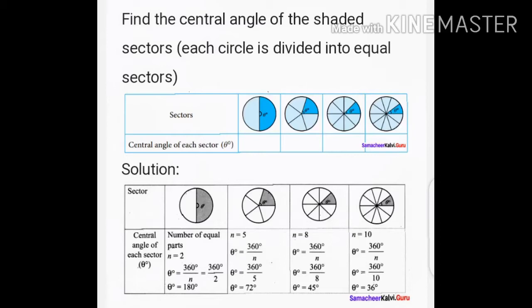Coming to the second question, just see how many parts it is divided into inside the circle. It is divided into 5 parts. Just use the formula. And coming to the third one, inside the diagram, it is divided into 8 parts. Similarly for the fourth one, the value for n is 10, that is, the circle is divided into 10 parts. You are going to calculate only using theta equal to 360 degree by n, and you will get the corresponding answers.